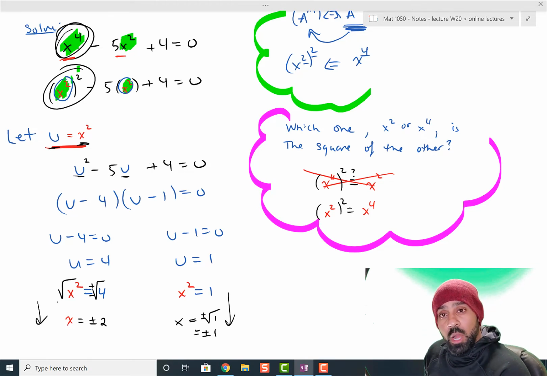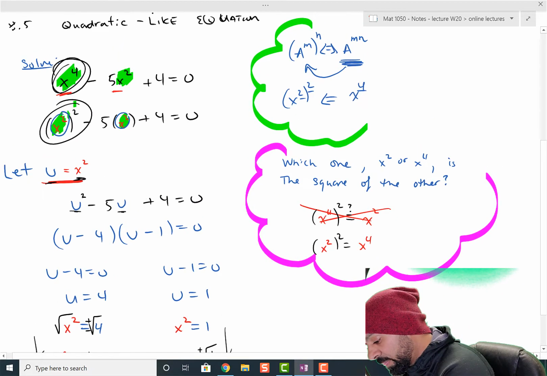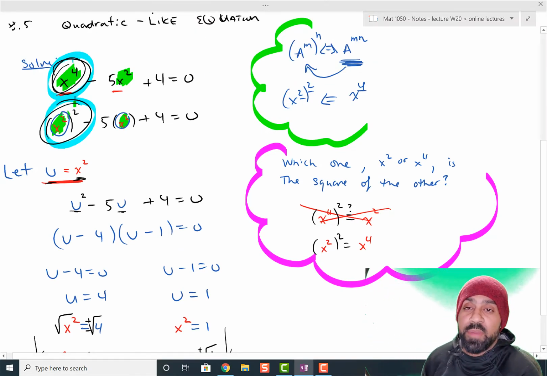All right, let's do a couple more examples because they're not always this easy. So what was the part that made this problem easy? It's always the starting point. It was recognizing that this guy is a square of the other guy. So it really pivots this problem.